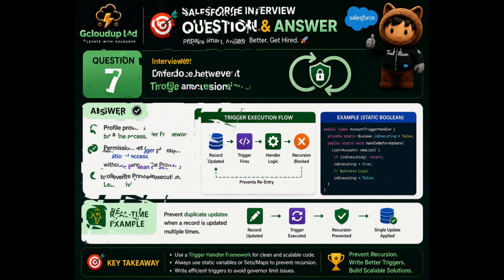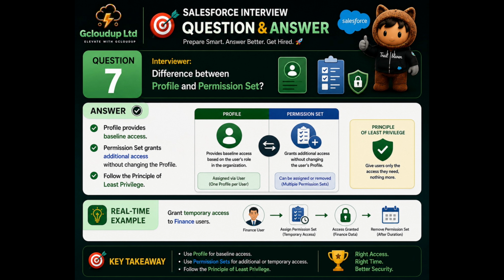So the next question is, what is the difference between profiles and permission sets? This is the most commonly asked question for freshers, and even for experienced candidates it comes from the interviewer's side. A profile is nothing but the user's baseline permission. It provides permissions to the user at the baseline level, and on top of that, if we want additional access, in that case we can use a permission set.